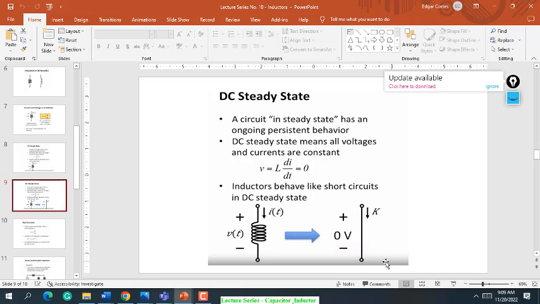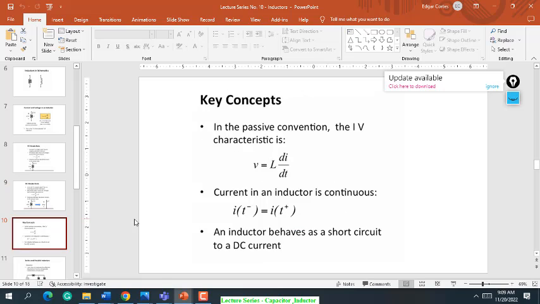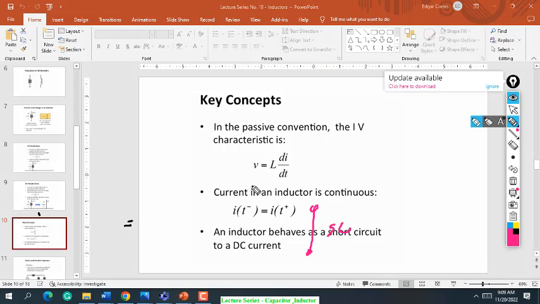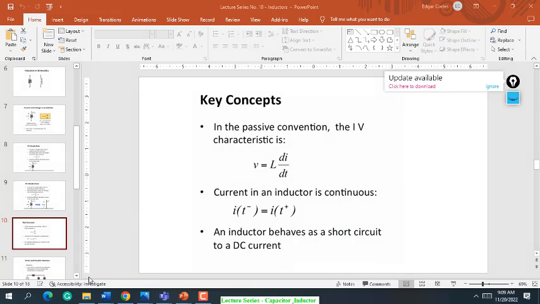So this is the DC state that I mentioned kanina, no? And then key concept about inductor, no? In a passive convention, the power characteristics of an inductor is represented by this formula: V equals L derivative of di dt. So the current in the inductor is continuous, no? So meaning continuous siya. So the inductor behaves like a short circuit in a DC current, no?